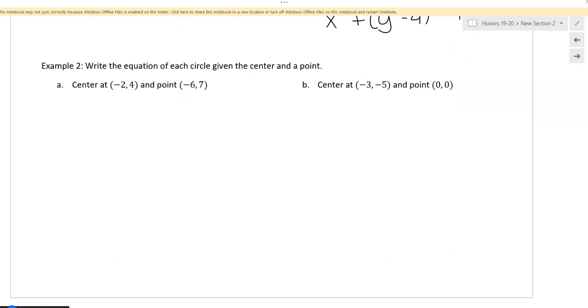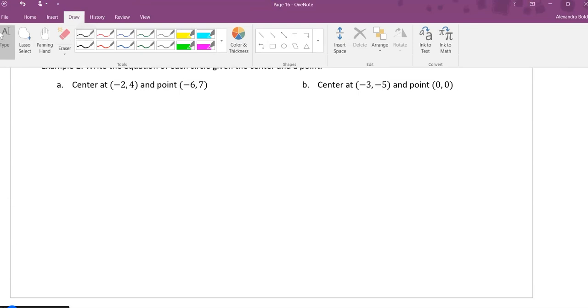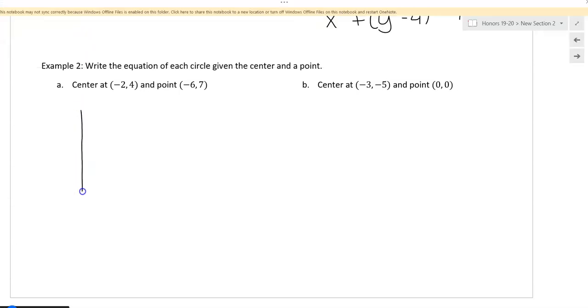Example 2, we're now given a center and just a point. So with the center and the point, I need to find my radius. So the easiest way to do that is to draw it. Our center is at (-2, 4). And then there's some point on the circle that's over 6, up 7. So that's my radius. I'm going to swing it around. There's a circle. Beautiful. Okay. This distance is r.